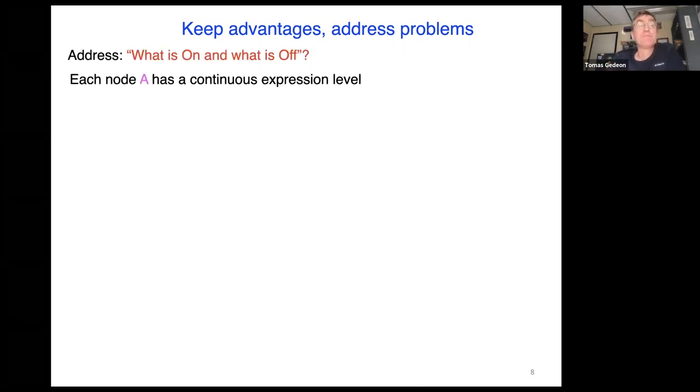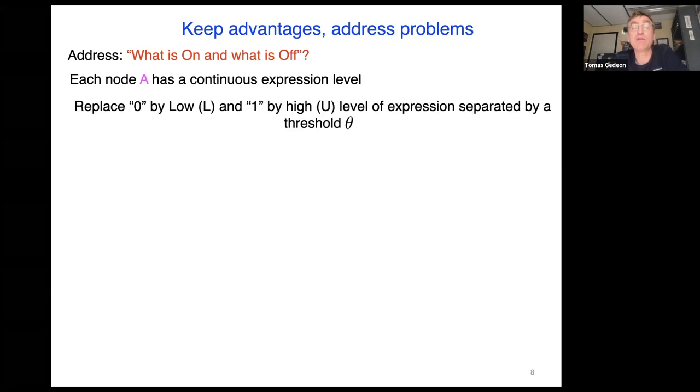First, I'm going to assume that each node, each gene, does not have just the value 1 and 0 in terms of expression level, but actually has a continuous expression level, which will be my parameter here. So I'll replace the 0 by a low value L, which is going to be a parameter, and 1 by a high value U. Each gene could have different L's and U's. And these two levels of expression, high and low, will be separated by a threshold.